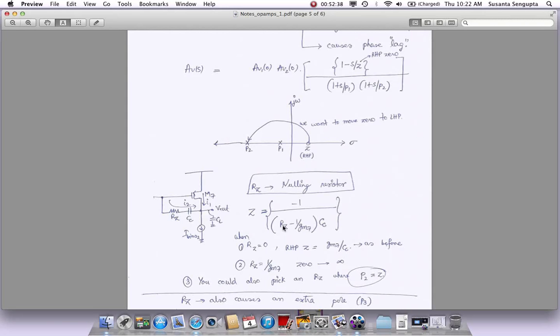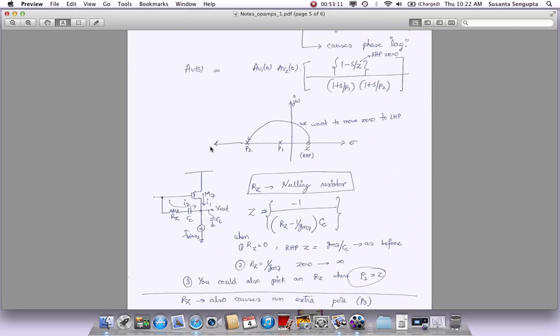What will happen if you make RZ equal to 1 over GM? If this RZ was same as 1 over GM, this thing will become 0, means this will be infinity. It will be minus infinity or plus infinity. When it goes to infinity, you can't really tell whether it's minus or plus. They are both the same. So this is the point where RZ is 0. As we increase RZ, we are pushing it to infinity here. So when RZ is equal to 1 over GM7, it's at infinity.